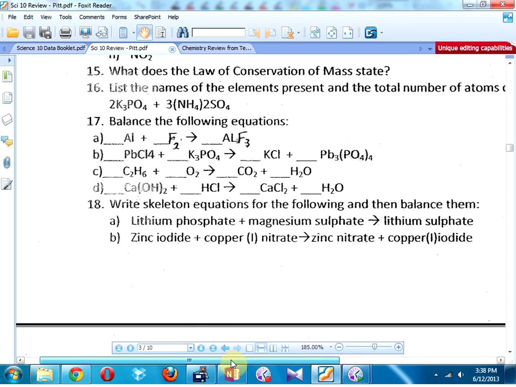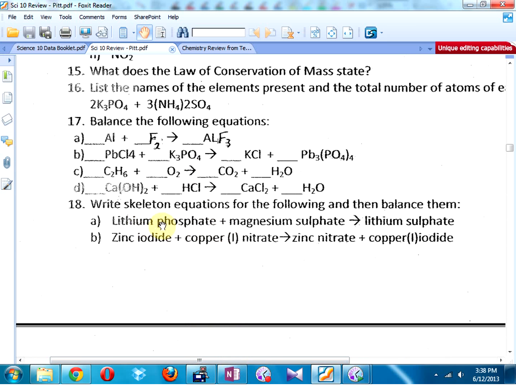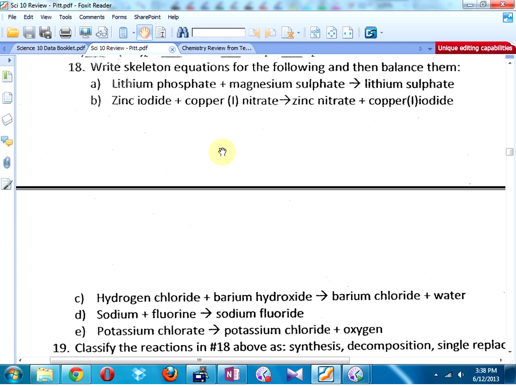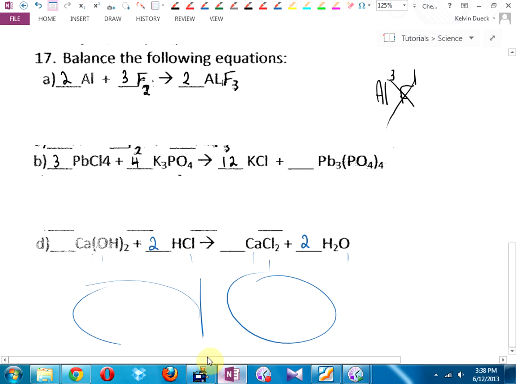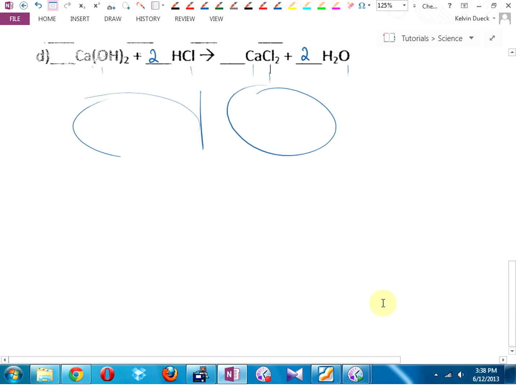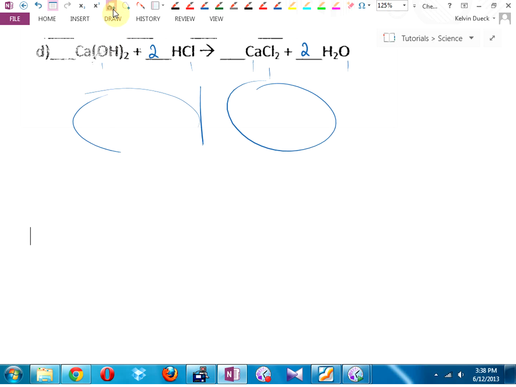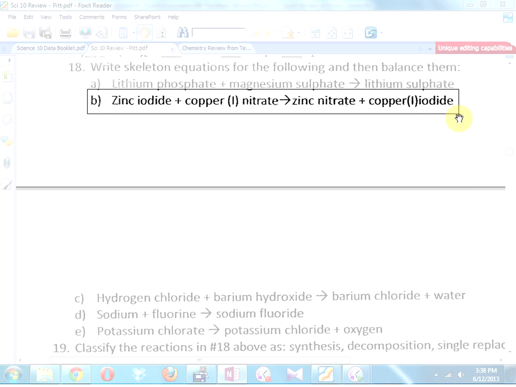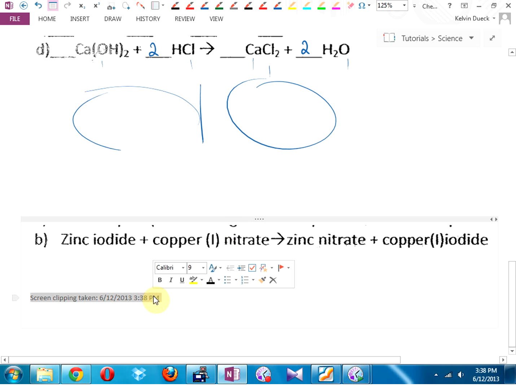Skeleton equations. Skeleton equations were just writing the non-balanced crisscross and then balance them. So let's try, sure, let's do B. The whole schmear. Yes? Mm-hmm. Woohoo! Zinc iodide. Help me out.